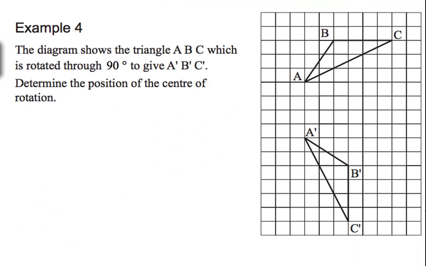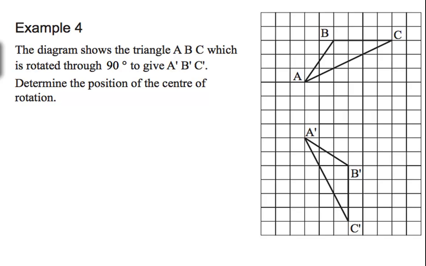Example 4. The diagram shows triangle ABC, which is rotated through 90 degrees to give A prime, B prime, C prime. Okay, so it's already been rotated. We already know that, right? Here's the original and here's the rotated triangle. Determine the position of the center of rotation. Okay, so now we have to figure out what that center of rotation is.